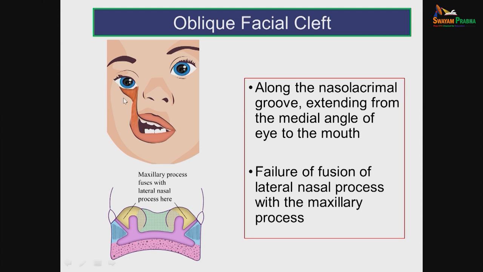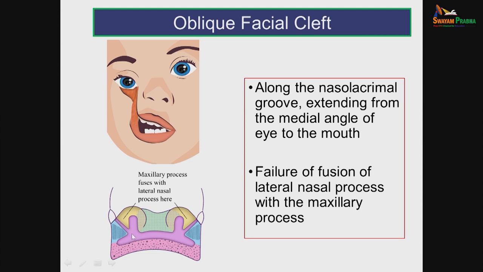Then there is a clinical condition called oblique facial cleft. You can see in this picture that there is a cleft in the face, which is the oblique facial cleft. This is seen along the nasolacrimal groove, extending from the medial angle of the eye to the mouth. Already, we have seen the development of the nasolacrimal duct. We have understood that the maxillary process and the lateral nasal process fuse, and this extends from the medial angle of the eye to the stomatodeum, which is the future mouth.